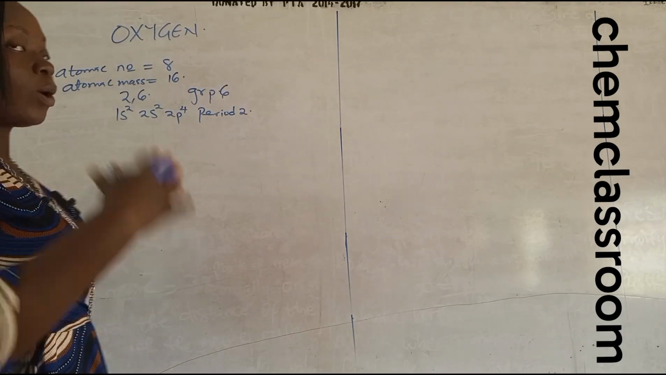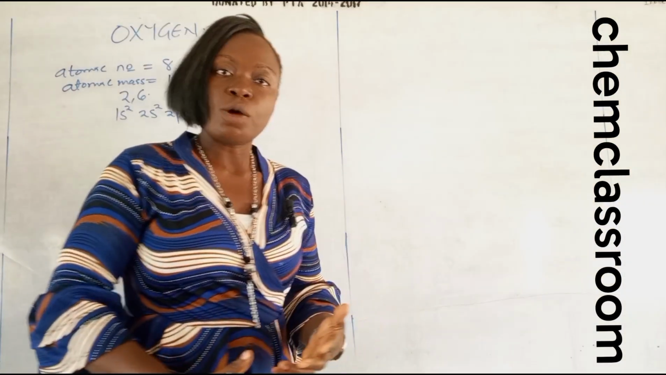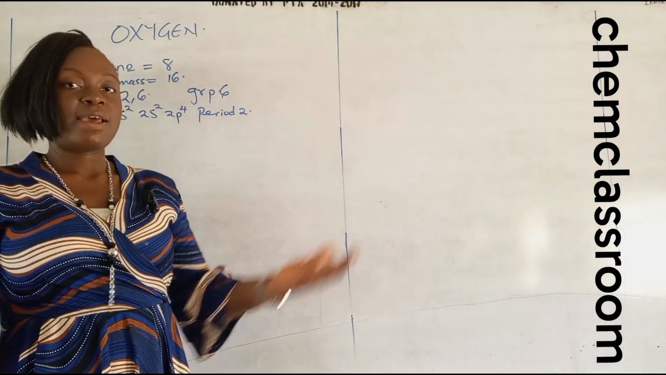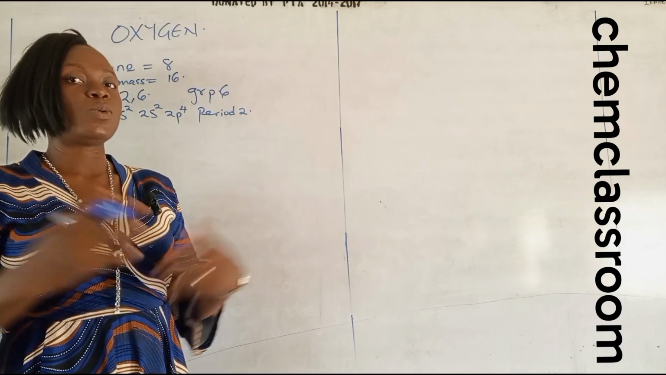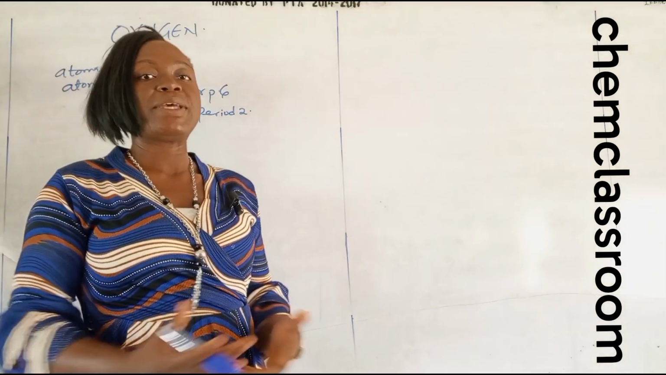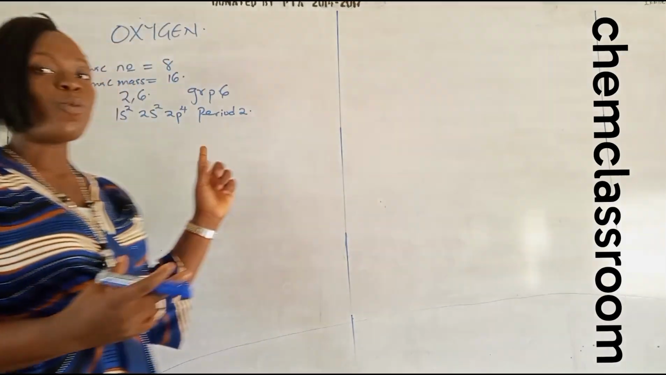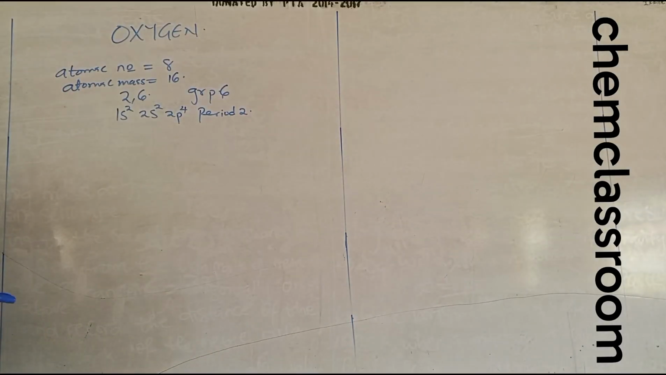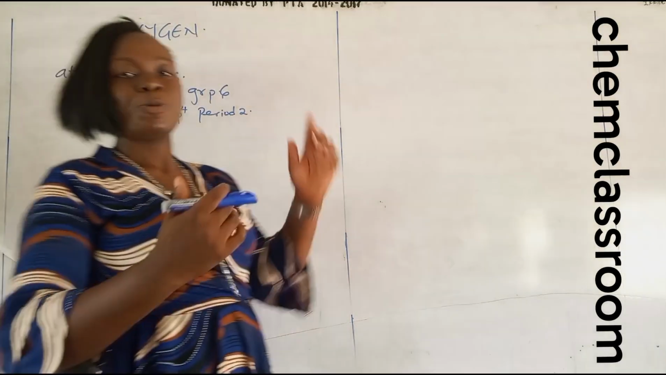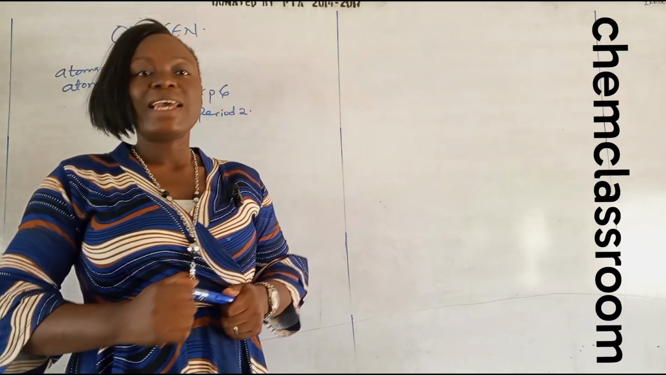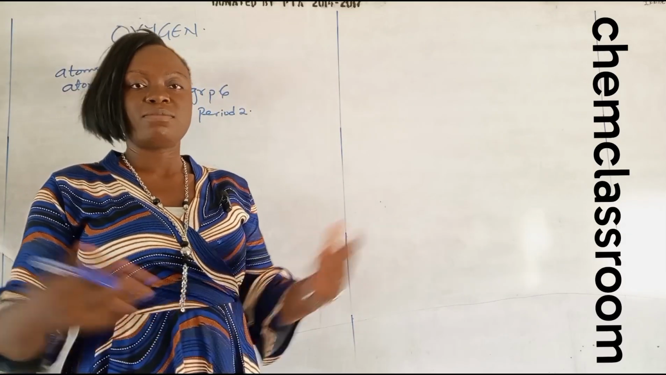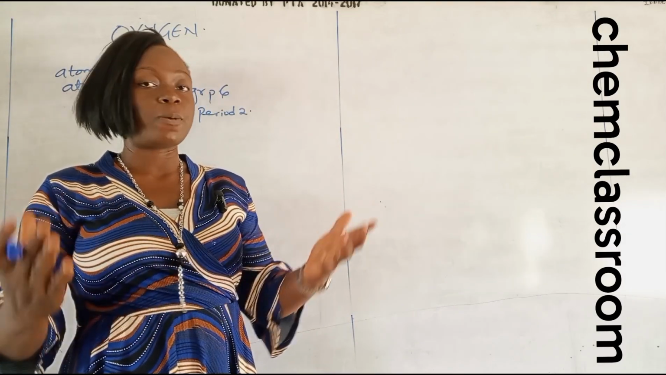Another thing is that oxygen is one of the most abundant elements in the atmosphere, about 21%. And it also contains about 89% from water. As we all know, water is H2O. Oxygen is very important, even for our respiration and all that.